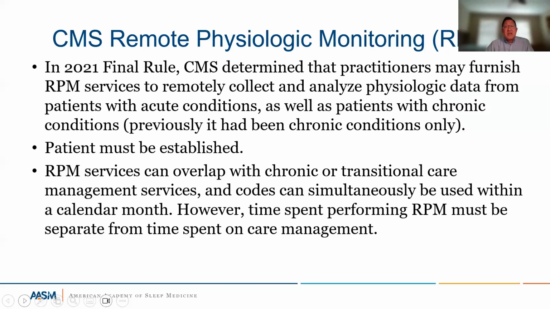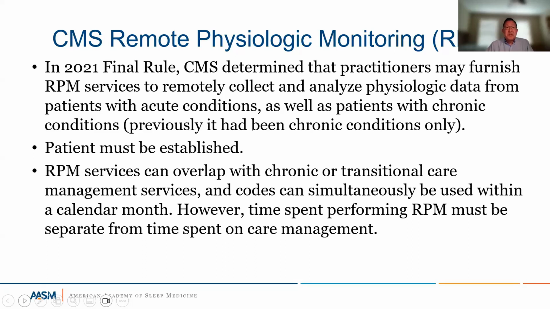So just a little history about this code set. In the 2021 final rule, CMS determined that practitioners would be able to provide RPM services to remotely collect and analyze physiologic data from patients with acute conditions, in addition to patients with chronic conditions. Before, it would only be for chronic conditions. So the addition of the acute condition management was included. One of the key things for both RPM and RTM is that this should only be done in patients who you've seen before, so for established patients.